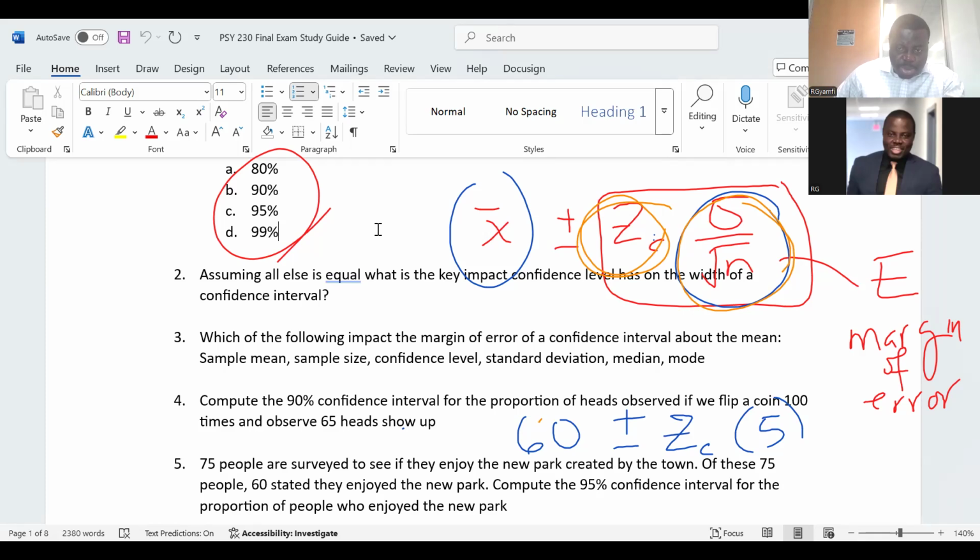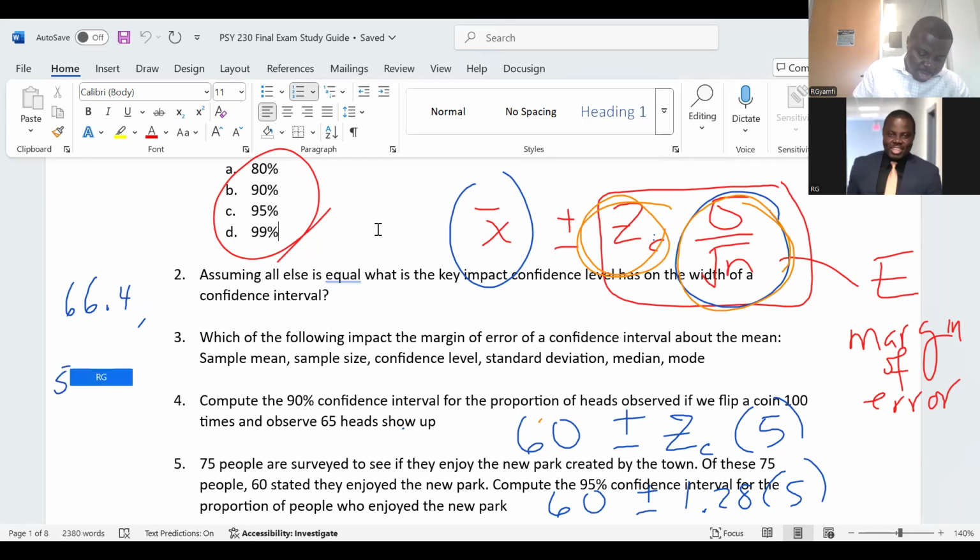Now, if I start with an 80% confidence level, the Z is 1.28. So I'm going to have 60 plus or minus 1.28 times 5, and this is for 80%. Now, 1.28 times 5 is going to give me 6.4. So I add 6.4 to 60, and that gives me 66.4. And then I subtract 6.4 from 60, and that gives me 53.6. So my two values, the minimum or the lower limit is going to be 53.6, and then the highest is going to be 66.4. And remember, this is for 80%.